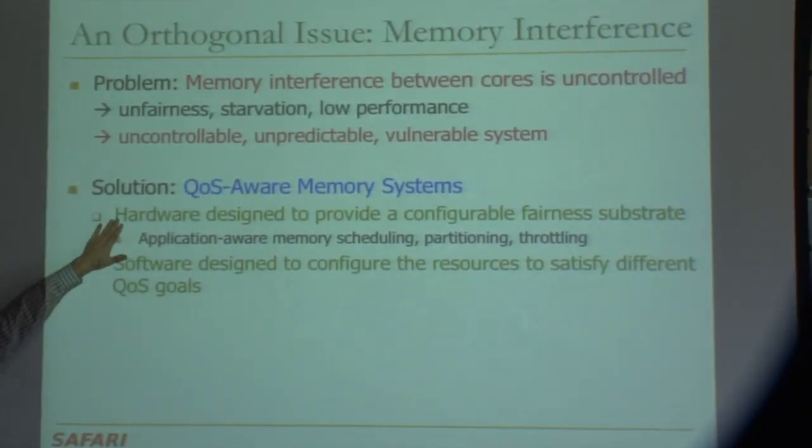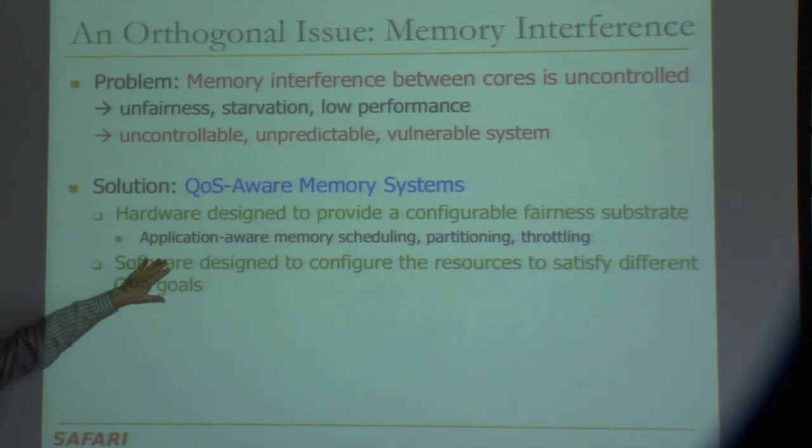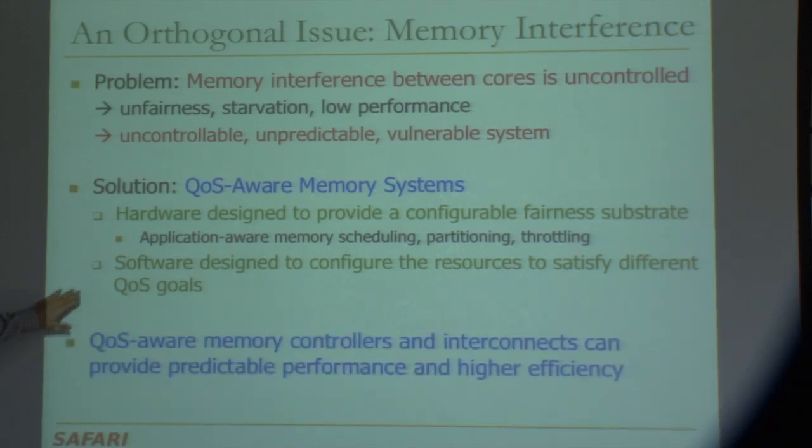Because hardware has no idea about what the quality of service goal is. It provides the primitives, and the software itself adjusts those primitives, adjusts how much each application needs to be throttled, or what kind of partitioning should be employed, and what kind of application should be prioritized to achieve some slowdown guarantees, right? So that's the idea.